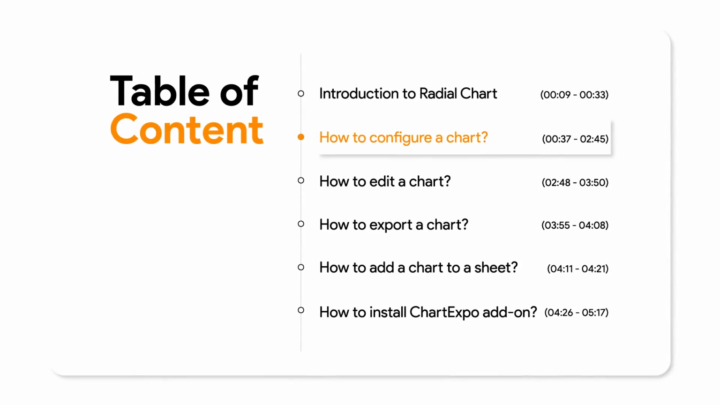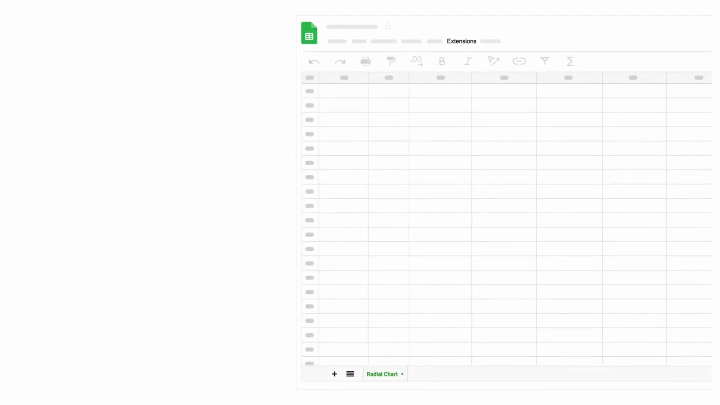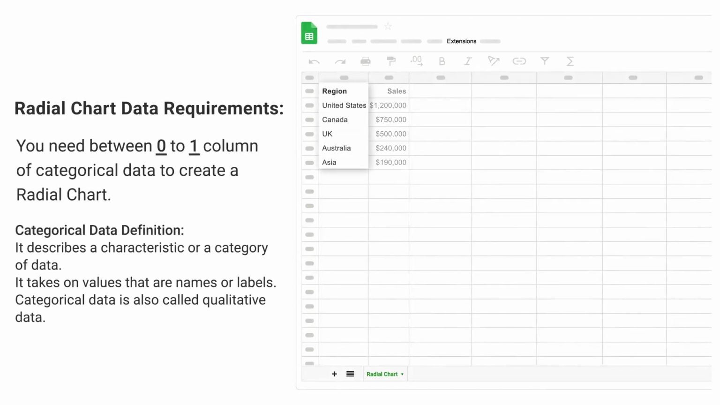How to configure a chart. Radial chart data requirements. You need between 0 to 1 column of categorical data to create a radial chart. Categorical data definition: it describes a characteristic or a category of data. It takes on values that are names or labels. Categorical data is also called qualitative data.